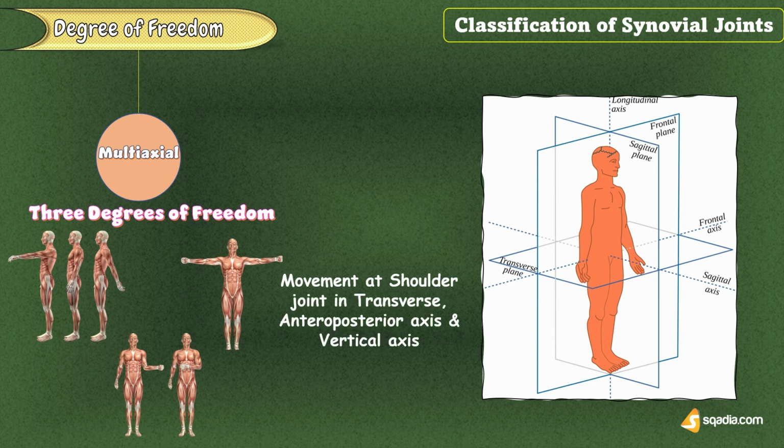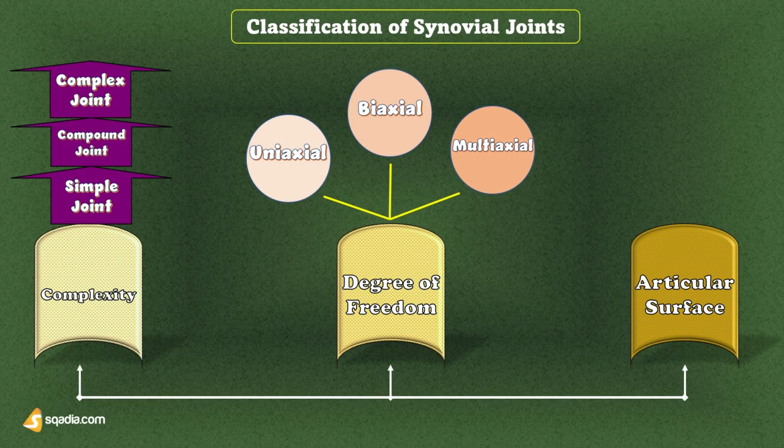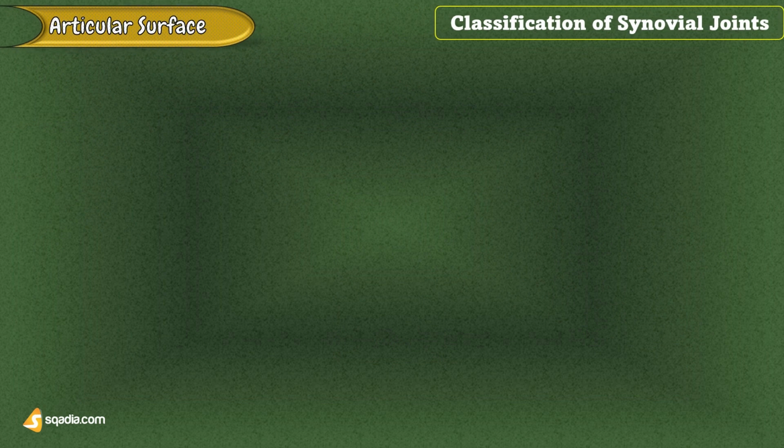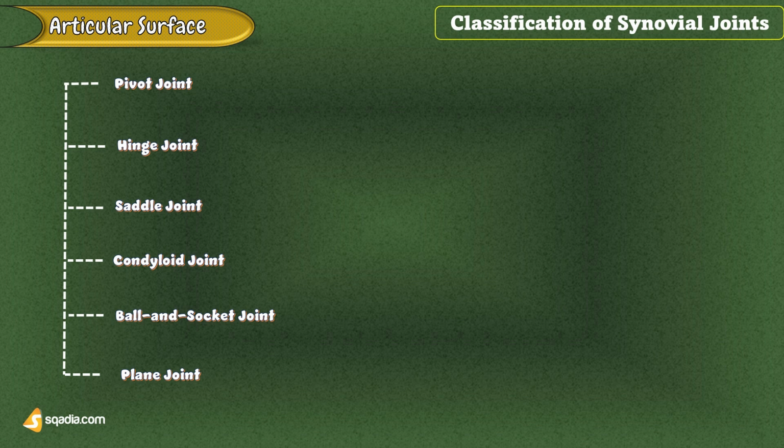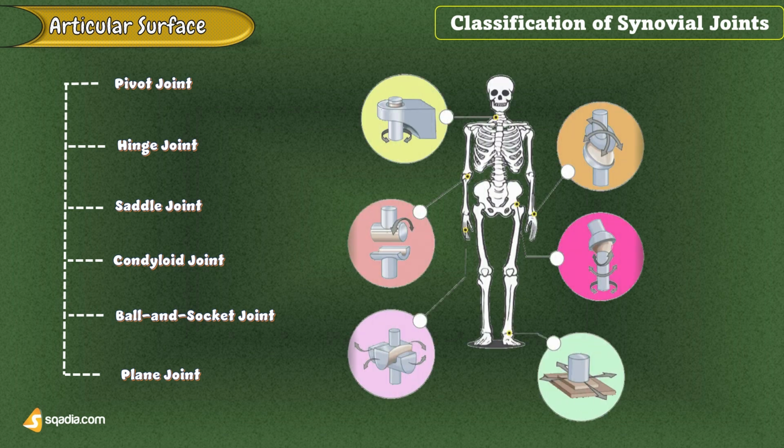The last criteria for the classification of the synovial joint are according to the articular surface. There are 6 types recognized by the anatomist based on the articular surface: pivot joint, hinge joint, saddle joint, condyloid joint, ball and socket joint, and plane joint. These joints are named based on the shape of articular surfaces. Different areas of the human body contain each of these joints.